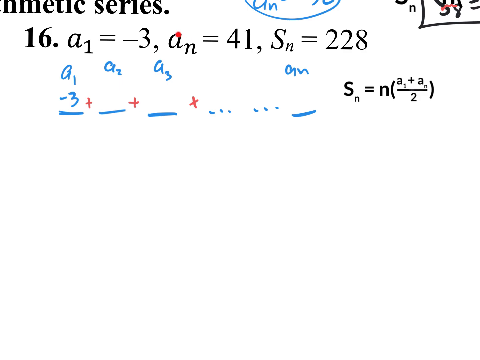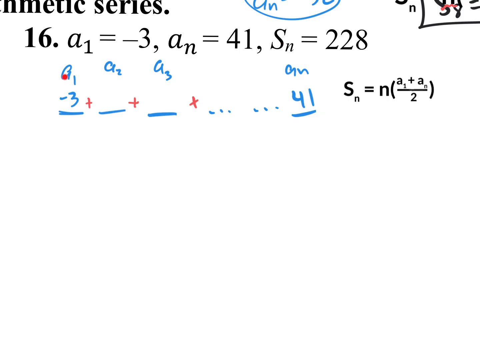Actually, we do. They give us a sub n. A sub n equals 41. So we could put that number right there, 41, for the a sub nth term. And they also give us the actual summation, which is 228. So they give us the s sub n.